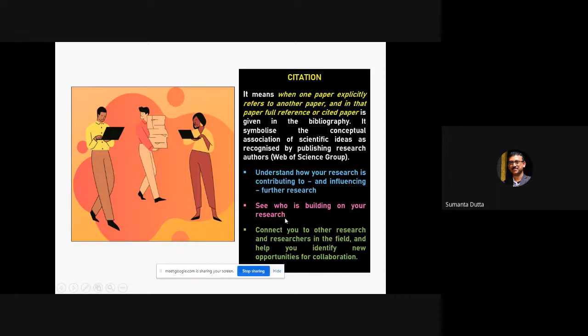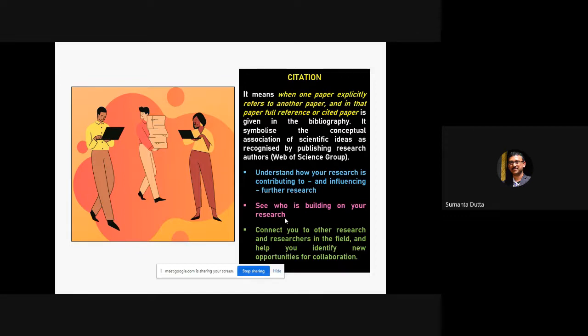Now we are coming to the main part of today's discussion. So what is citation? It is a very common thing, and we are aware of this issue. When I read a particular paper and explicitly refer to it in my research article, as a full reference or in the form of a citation, and then incorporate this information at the end of the paper as a reference part with the full bibliography, then it is called citation.